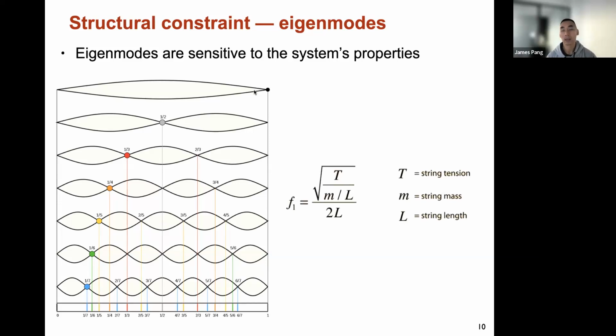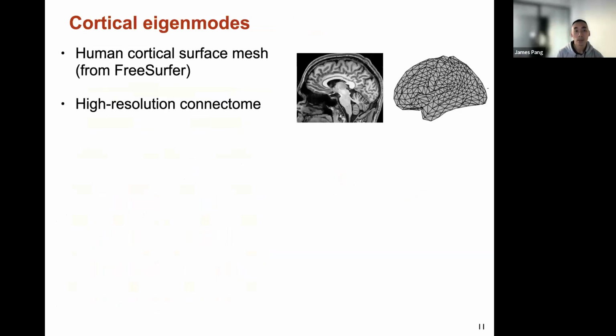So our paper investigates precisely this: that if you have two different anatomical properties of the brain, you can verify and investigate the constraints provided by those anatomical structures. In this case, we estimated the cortical surface of the brain via this triangular mesh obtained from FreeSurfer. And we also obtained a high resolution connectome estimated from diffusion MRI.